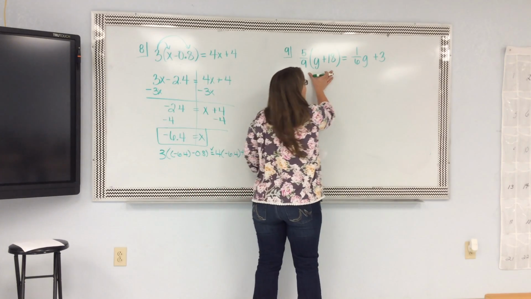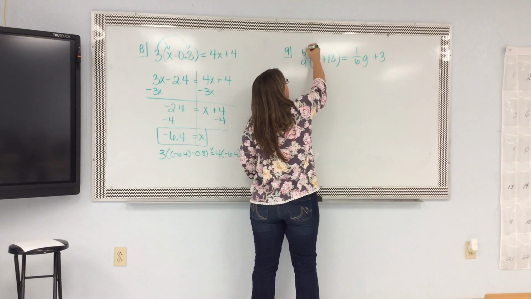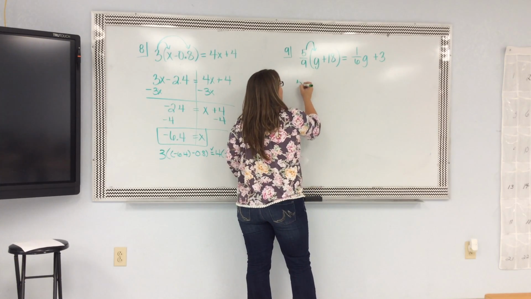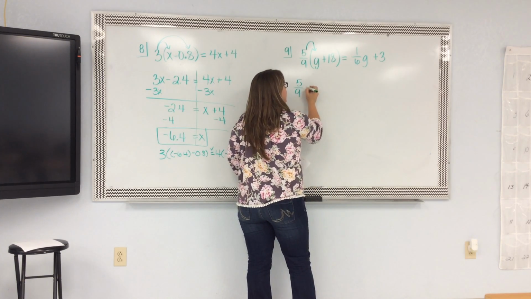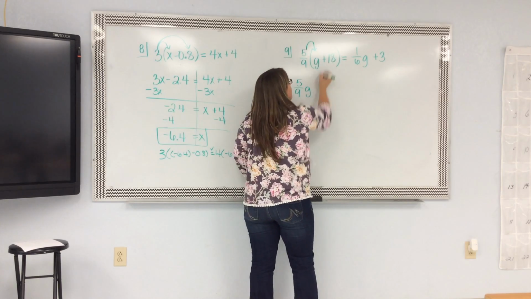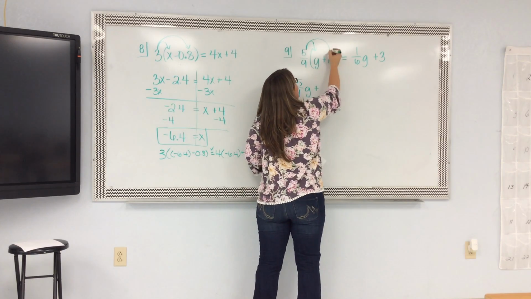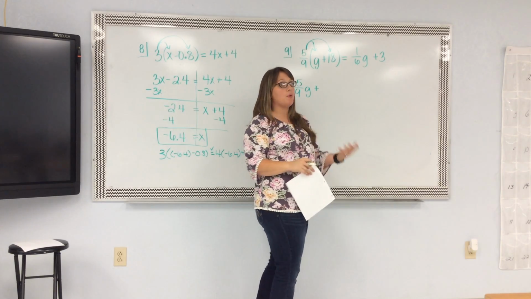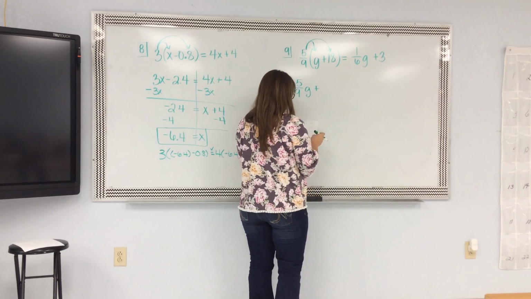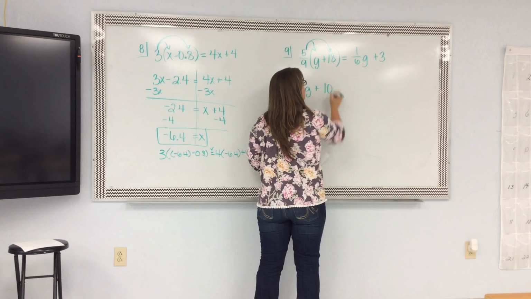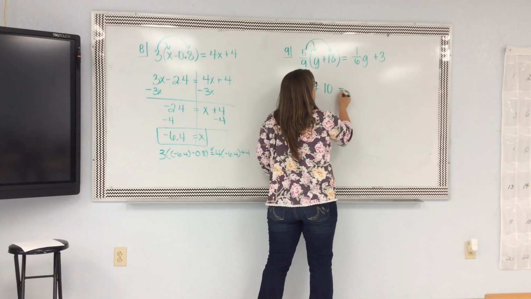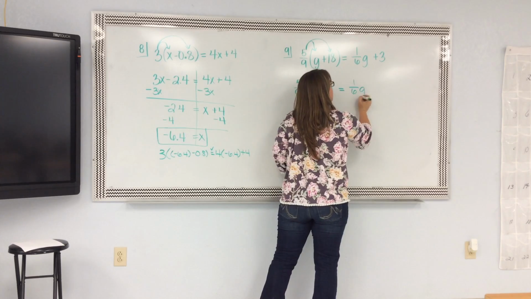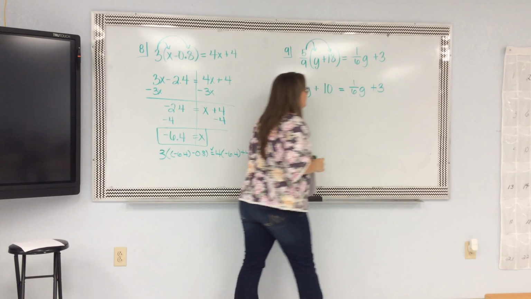Okay? I've got to get rid of these parentheses first, so I'm going to pass this 5/9 out. 5/9 times g is just 5/9 g. Bring down your plus sign. 5/9 times 18. You can do it longhand or you can put it into your calculator. 5/9 times 18 is just equal to 10. Equals 1/6 g plus 3.